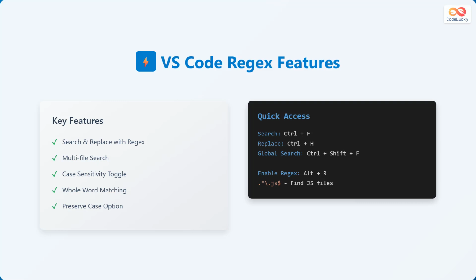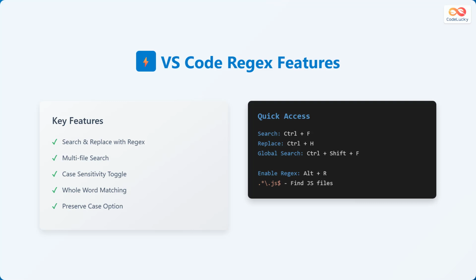VS Code regular expression features. Explore the key features of using regular expressions within Visual Studio Code. VS Code provides powerful tools to enhance your coding workflow. Some of them are search and replace with regular expressions, multi-file search, case sensitivity toggle, whole word matching, and preserve case options. To quickly access these features, use the following shortcuts.